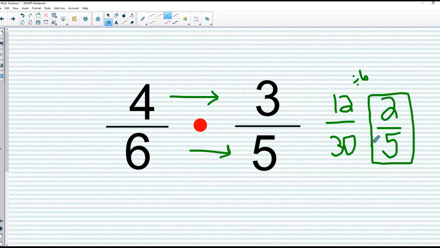Again, pretty simple. This is a simple method to use when your numbers are small. Like these were manageable, 12/30, and easy to reduce. Okay, but it's not always going to be like that. And so I want to show you the other method, which may be very helpful to you when your numbers are a little bigger.